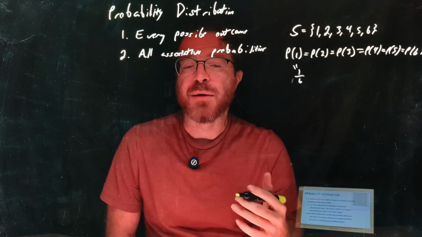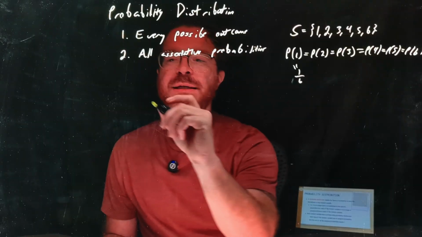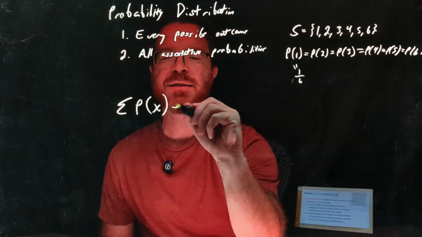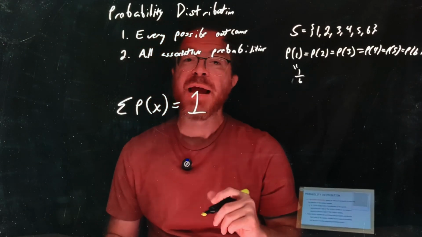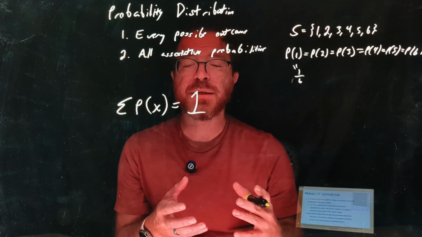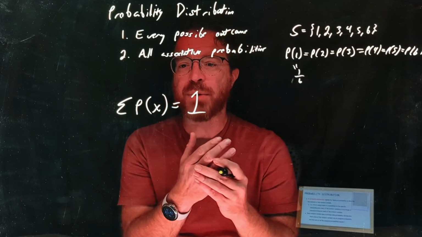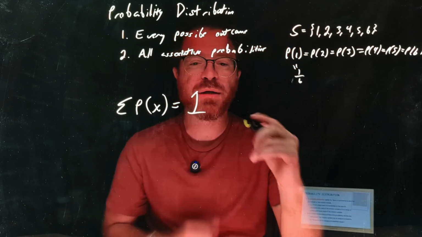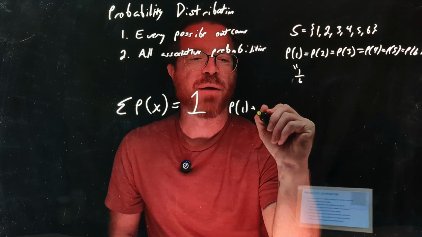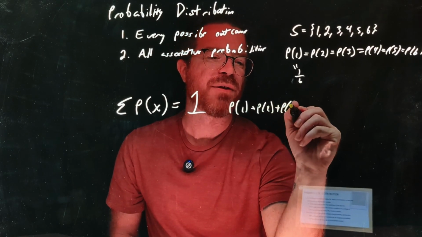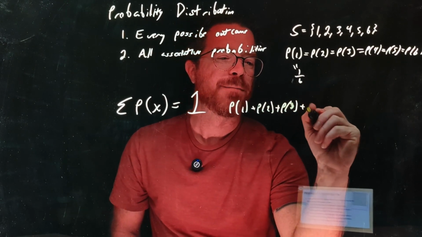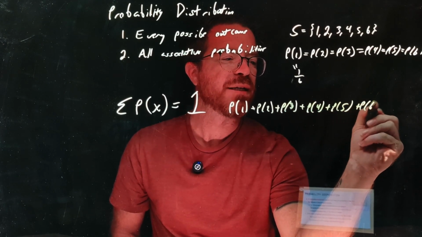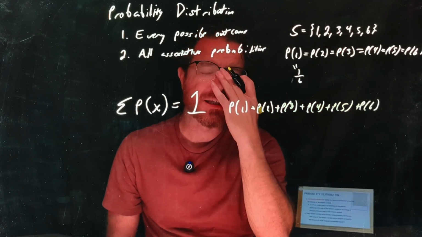And one of the things about our probability distribution is that the sum of our probabilities must be equal to 1. And that's because the sum of these probabilities will be the probability of the sample space, right? Because if we take probability of getting a 1 plus probability of getting a 2 plus probability of getting a 3 plus probability of getting a 4 plus probability of getting a 5 plus probability of getting a 6, this accounts for all of the possible outcomes.